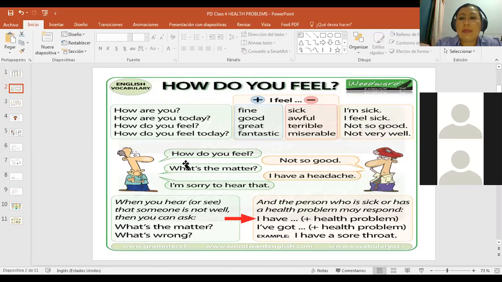Okay, so normally when people see that we are not at 100%, that we are not like the same person that they normally look, or that we are not behaving the same way that we normally do, they ask us, how do you feel? Yeah, and people say, how are you? And we can say, if we are okay, we say, fine. But if you're not feeling okay, you can say, I feel sick. How are you today? Good. Or you can say, awful, right? How do you feel? Great. Or you say, I feel terrible, if you don't feel well, right?